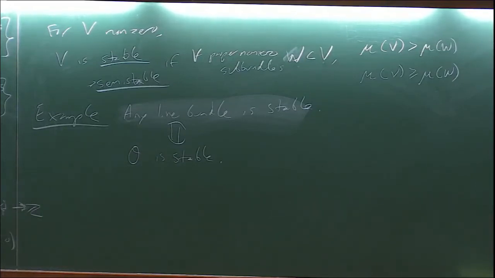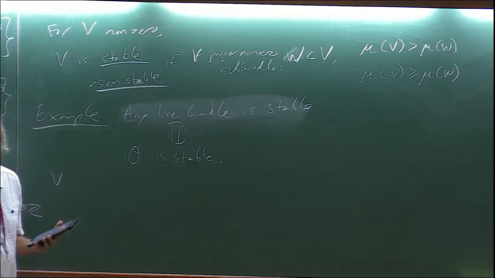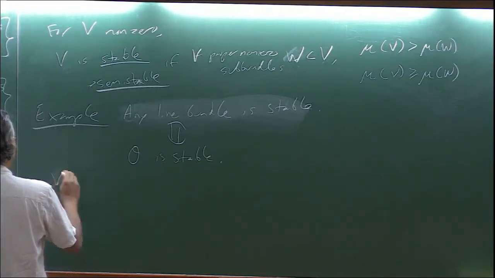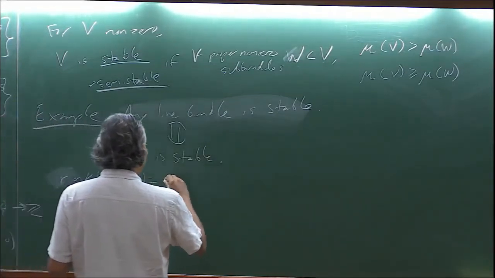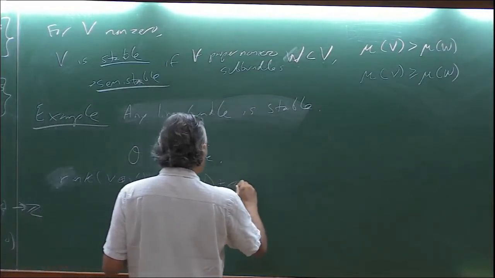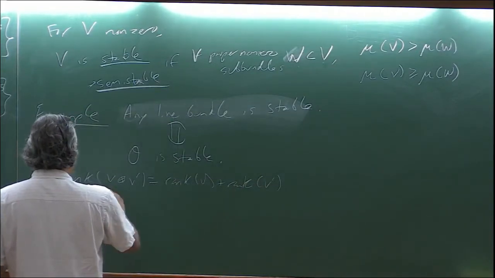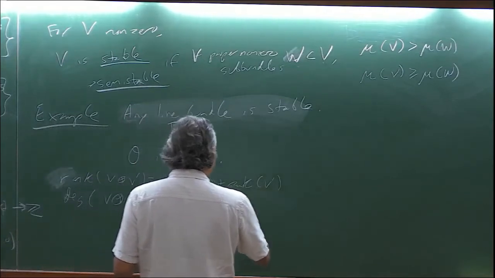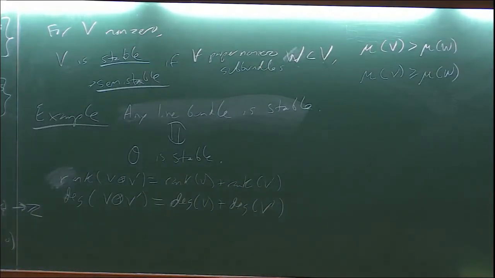Yeah, so obviously, you're asking about direct sums, or extensions, or tensor products? For direct sums or extensions, the rank of V plus V' obviously is the sum. The degree is obviously also the sum, because the top exterior power of a direct sum is the tensor product of the top exterior powers of these things.